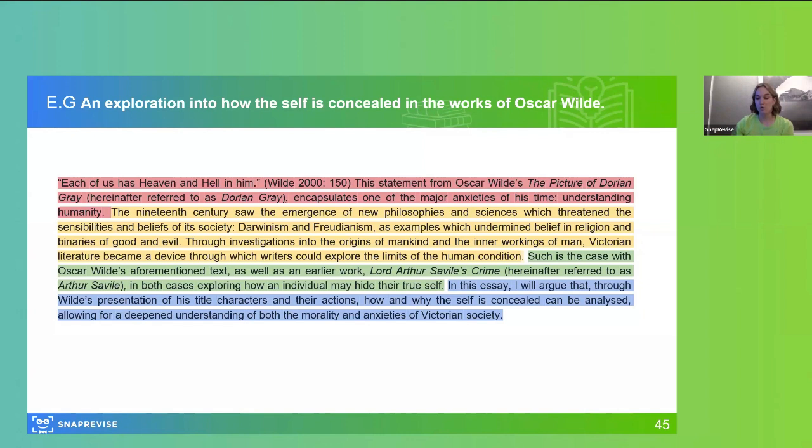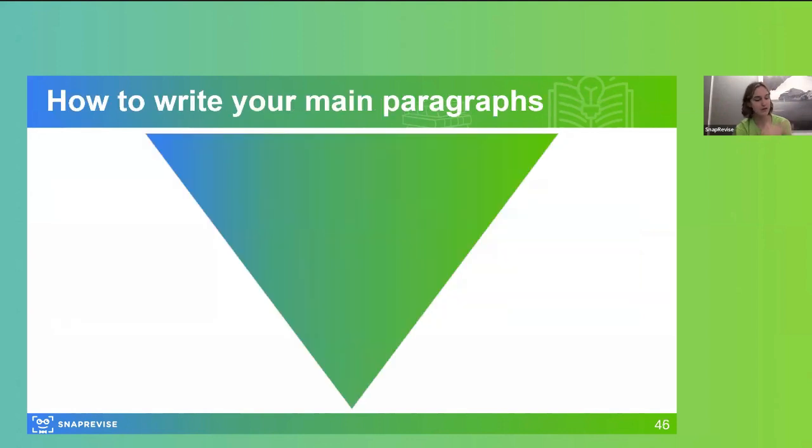So again, I would always try and make sure that there is some reference to historical context in your thesis statement, and in your introduction in general, because it means that you will automatically start to hit that AO3 assessment objective. It can be the thing that you forget about. So just making sure you're doing it in your introduction means that you've ticked that box already in some capacity. So moving on from your introduction, we now get into the main crux of the essay.